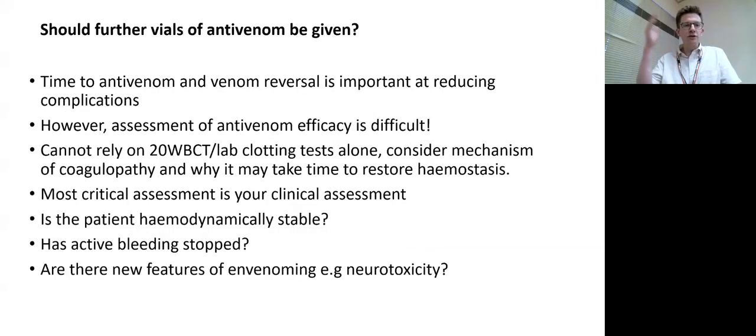So that brings us on to the question: ignoring the case where this was in fact a snake not covered by the antivenom, now envisage yourself in front of a patient where you're in CMC Vellore, where you're strongly suspecting this is a Russell's viper. When should further vials of antivenom be given? So just put some considerations here.